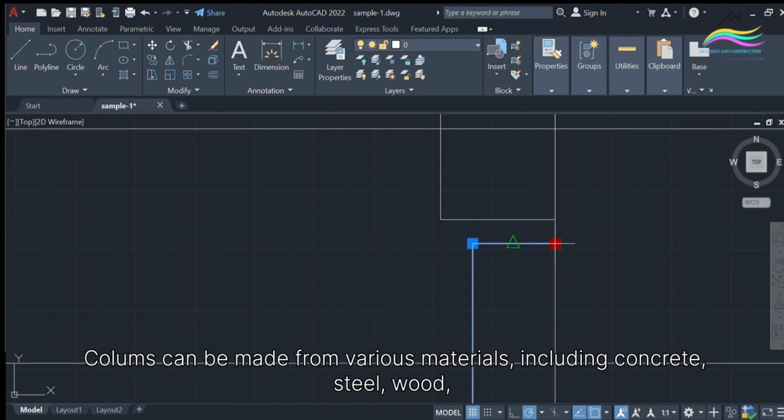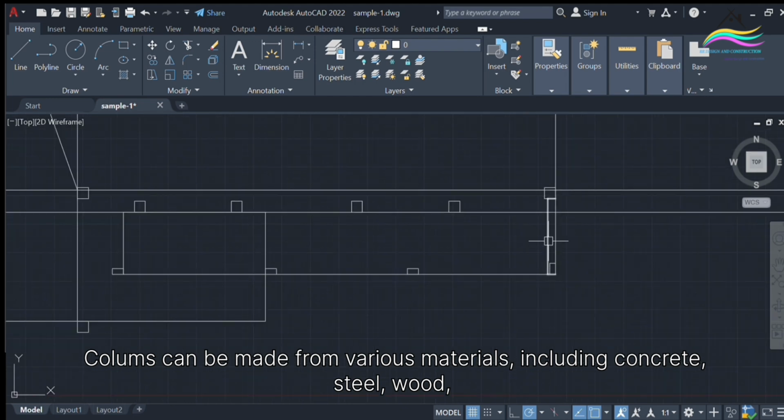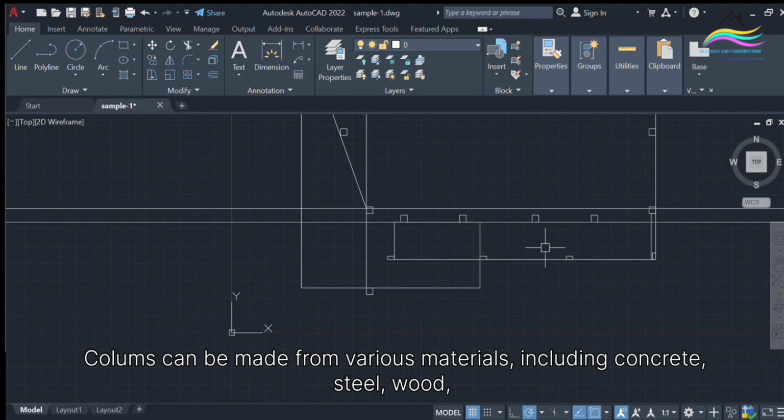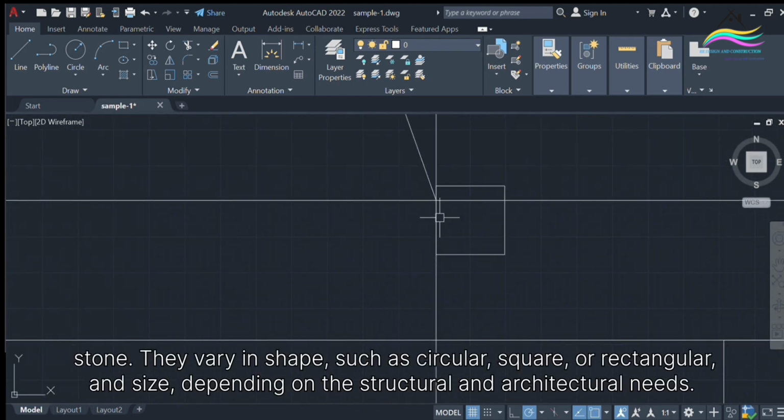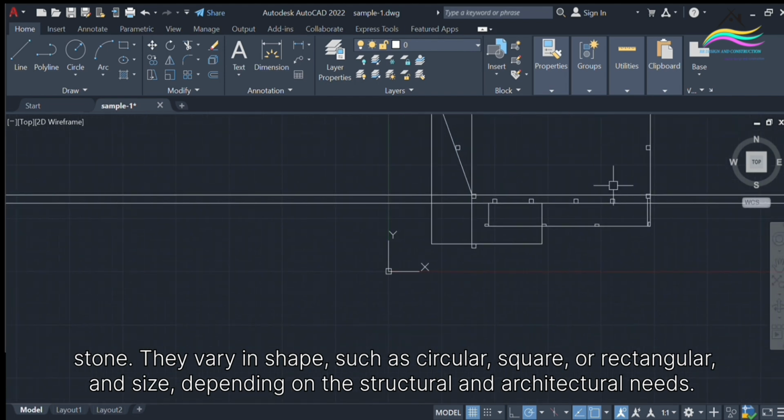Columns can be made from various materials, including concrete, steel, wood, and stone. They vary in shape, such as circular, square, or rectangular, and size, depending on the structural and architectural needs.